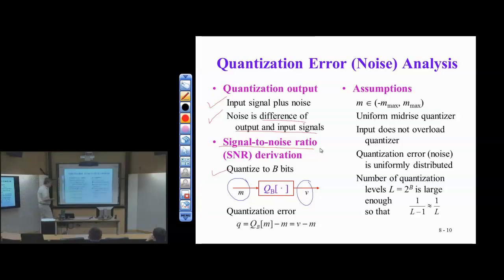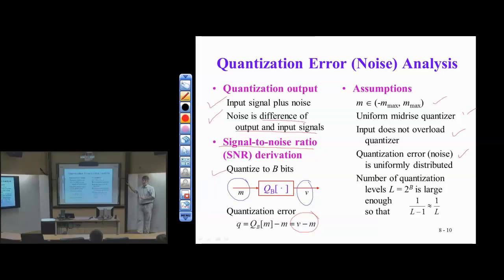All right, so we quantize to B bits. The quantization error is simply the output minus the input, and we'll represent this as a random number with a particular distribution. So another assumption, we'll assume that we have a mid-rise quantizer, so it's symmetric in dynamic range, positive and negative voltage values, and that we're in the linear region. That is to say, the input doesn't overload the quantizer. We're not being clipped. We're not out on the extremes of the quantizer input-output relationship.